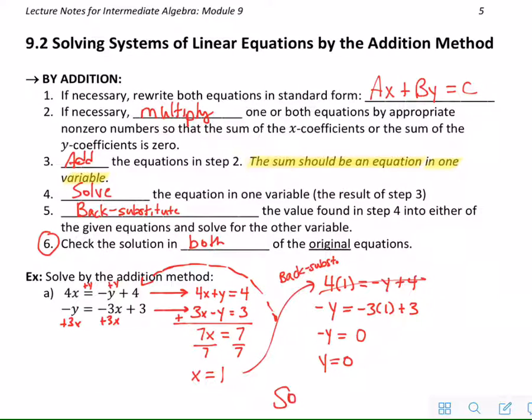So my solution is the point 1, 0. That's the point on both the lines. x equals 1, y equals 0 solves that system.